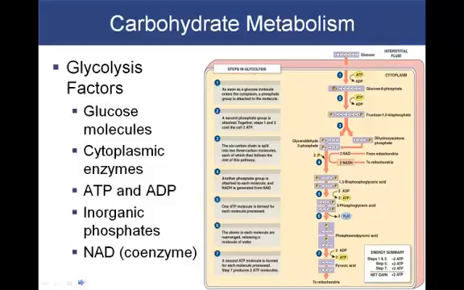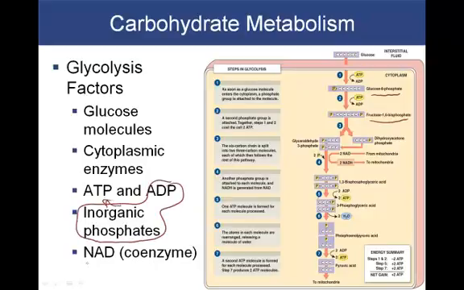What is needed for glycolysis? Obviously, we need glucose molecules. We need all of the enzymes that facilitate the alterations between all of these 7 steps. There's a specific enzyme that converts glucose to glucose 6-phosphate, glucose 6-phosphate to fructose 1,6-bisphosphate. Each one of these steps requires a different enzyme. We need ATP, ADP, and inorganic phosphates. ADP and inorganic phosphates are used to create ATP.